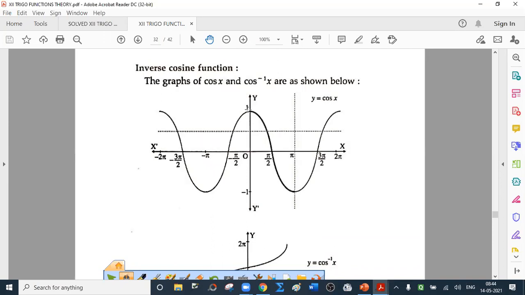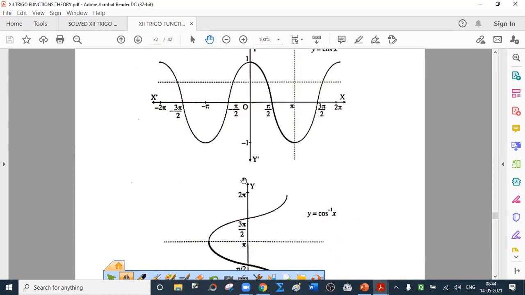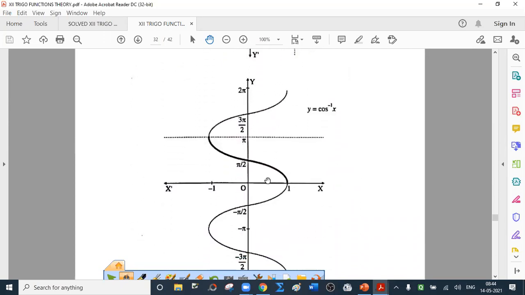Again, cosine function as it is, is onto but not 1 1. So we restrict the domain, which is actually set of real numbers, as closed interval 0 to pi, so that it becomes 1 1 and then possesses inverse. This is the graph of inverse function. On x-axis -1 to 1, and on y-axis we consider angle, because cos inverse x is the angle whose cosine ratio is x. So it is from 0 to pi. Cos 0 is 1, cos pi is -1.